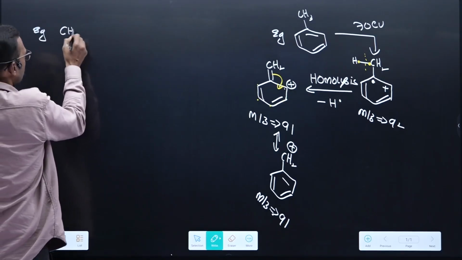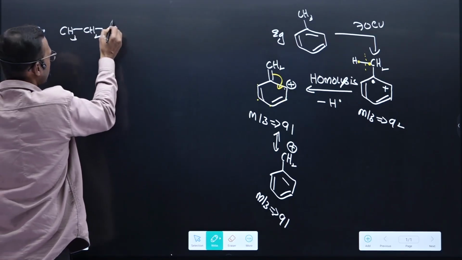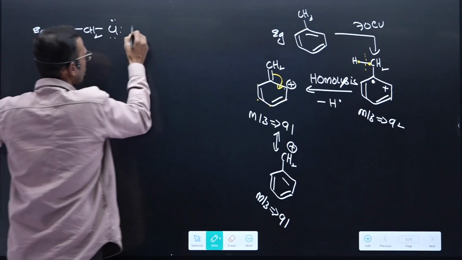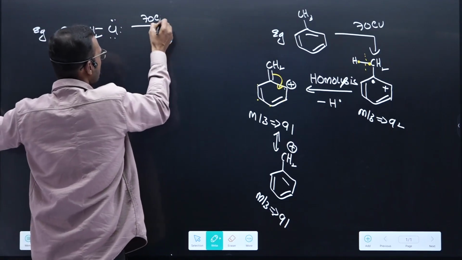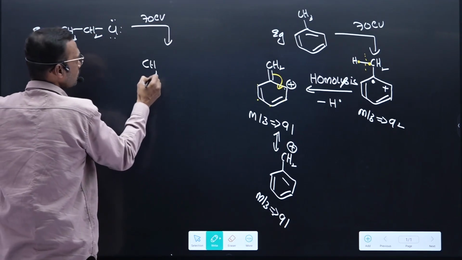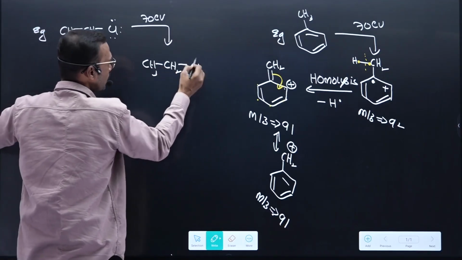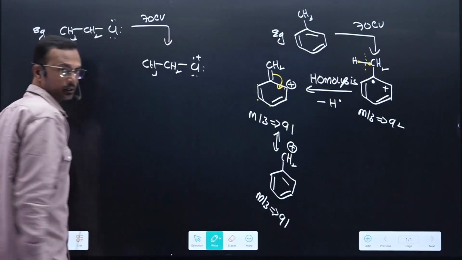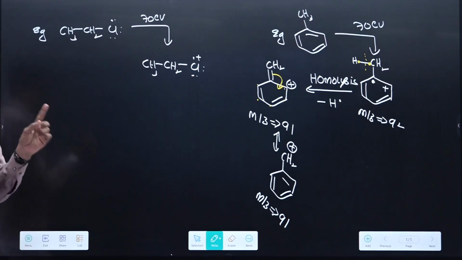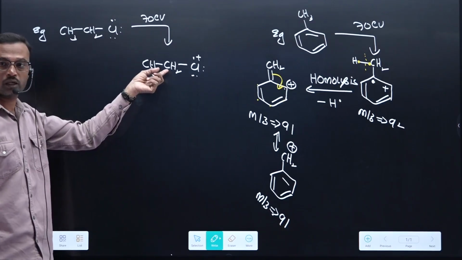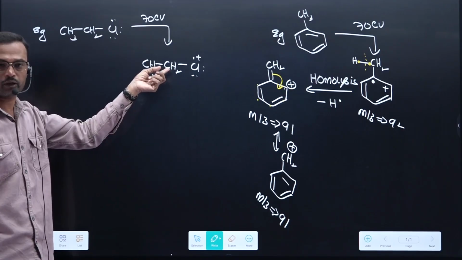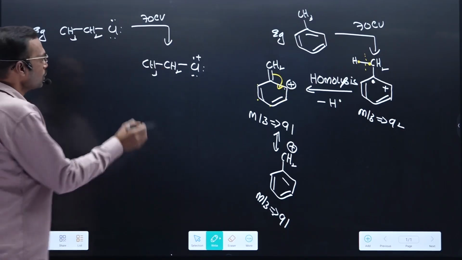Suppose one more I am giving now. This is chlorine. Here 3 lone pairs are present. 70 electron volts. So what do you expect here? Can I get chlorine with radical cation? Right? Now, from here to here, what is this? Loss of electron. Is it a molecular ion formation? Now, I want to do homolytic fission.